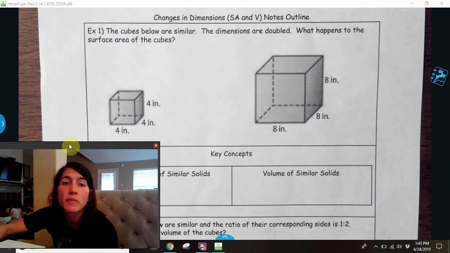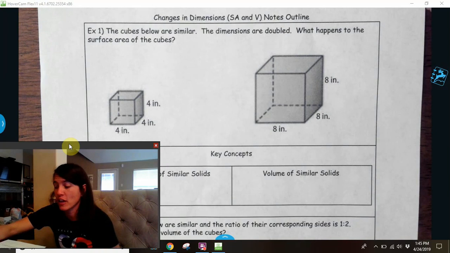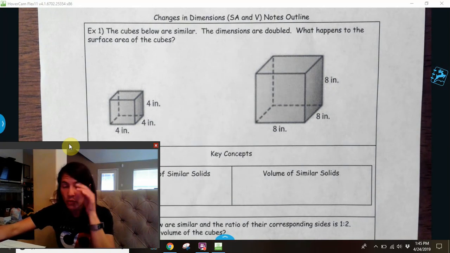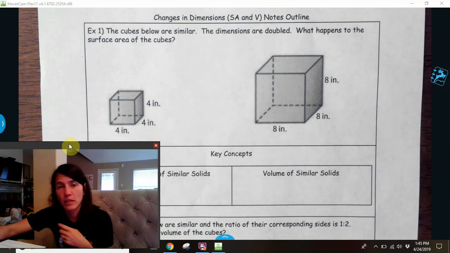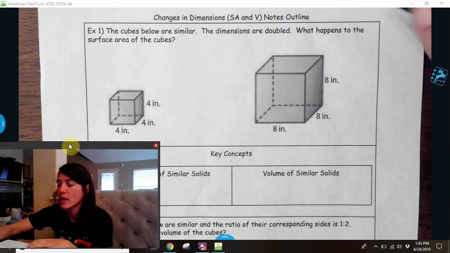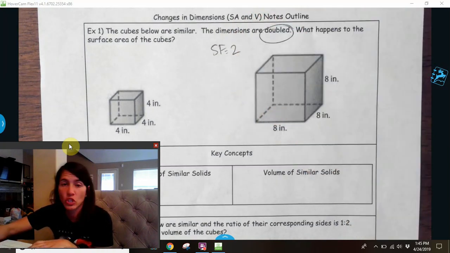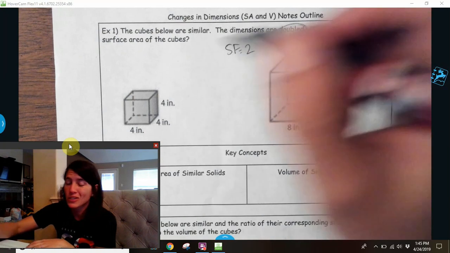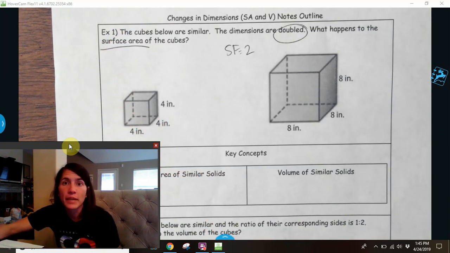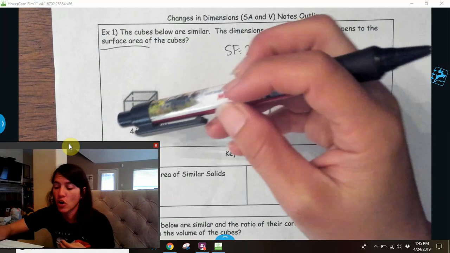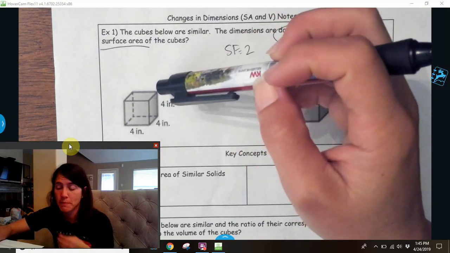Example 1, the cubes below are similar. The dimensions are doubled. What happens to the surface area of the cubes? So we've been talking about volume and surface area. Now we're going to talk about what happens when you change the dimensions. Now the dimensions are doubled, so that means my scale factor is 2. What happens to the surface area? I picked cubes because those are easy to calculate the surface area because all 6 surfaces are the same.